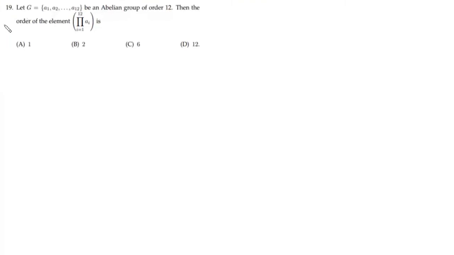Now question number 19 is actually a bonus question. ISI has awarded marks to every student. In this question, I think they have missed some crucial information to work out the answer. So it is given that G is an abelian group of order 12. We need to find order of A1, A2 and A12. From here we can prove that order of this element is at least 2. But then we cannot work out an exact answer, and that is the reason bonus was given for this question.